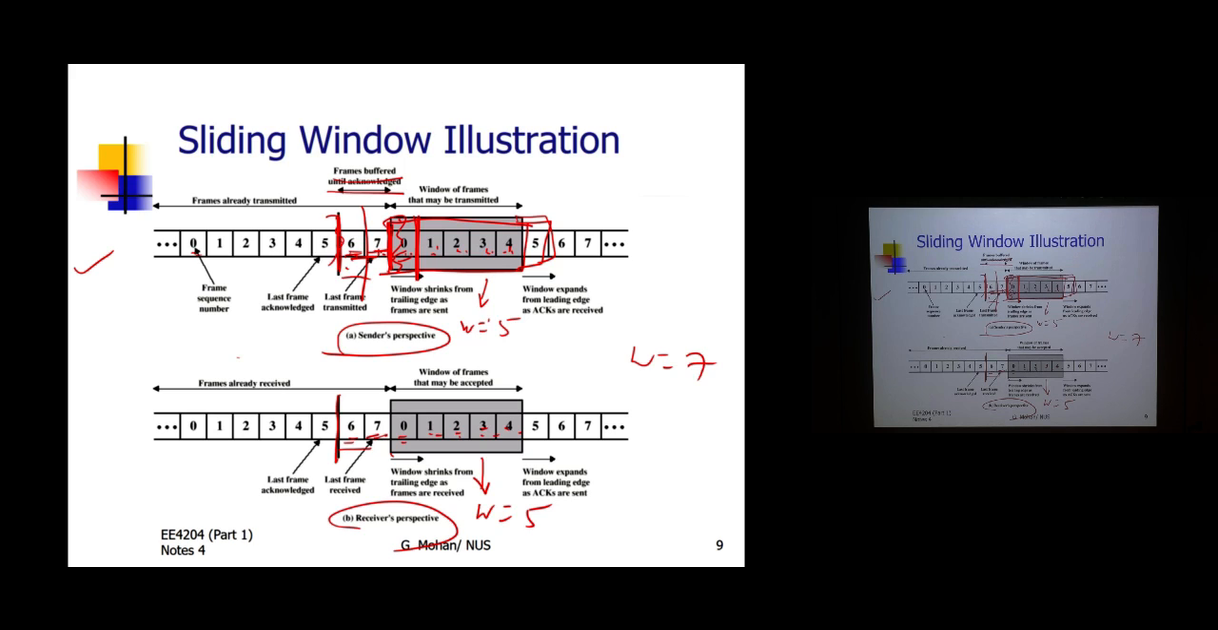What happens when a frame is received? Whenever a new frame is received, the window will shrink here. When an acknowledgement is sent out, it will expand from the other side. So when it shrinks from one end, it expands from the other end. Shrink, expand, shrink, expand. So this is something like sliding. It's a sliding window. Again, this is just for conceptual understanding. It moves like a window.